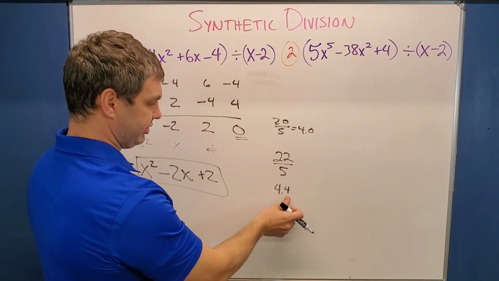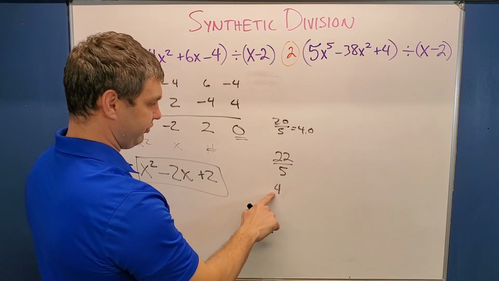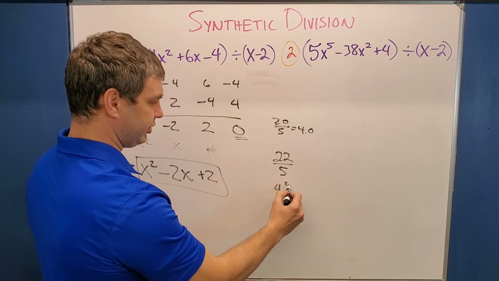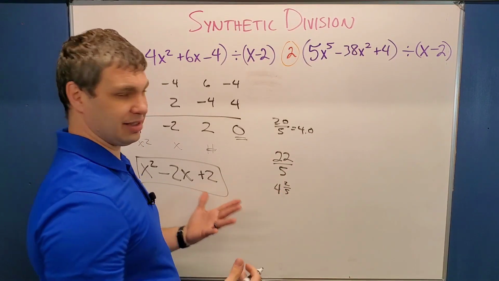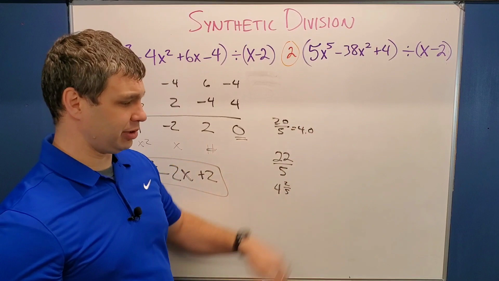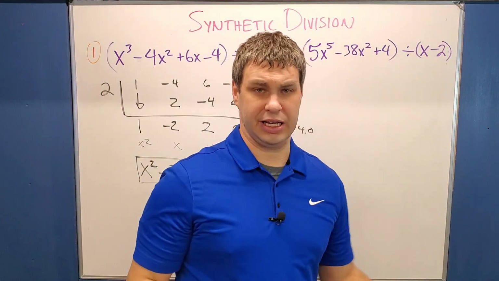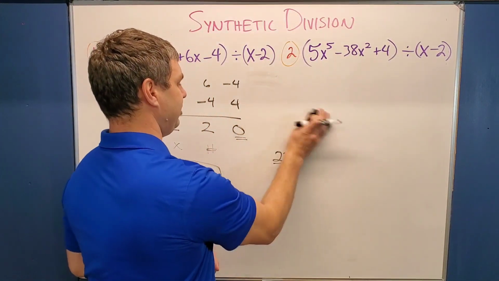Okay, just like over here, I could say this is actually the same thing as 4, and I'd have 2/5 left over, 2/5. That's kind of what we would do. In this next one, we're going to get an example where that happens, and you'll see what I mean by that. Okay, so let me get this erased.